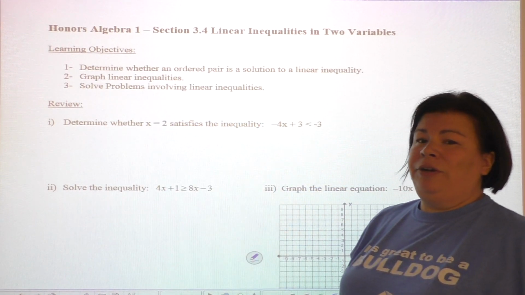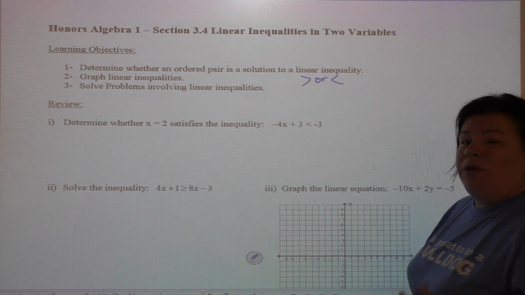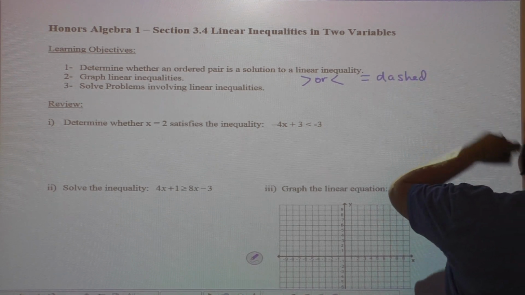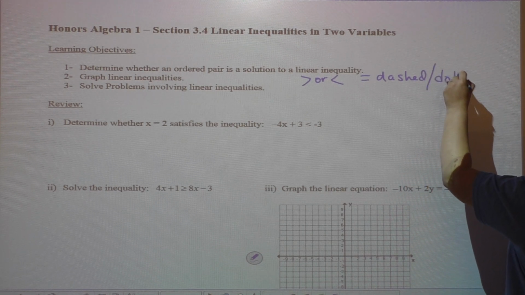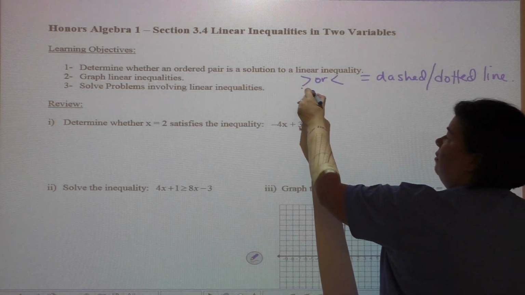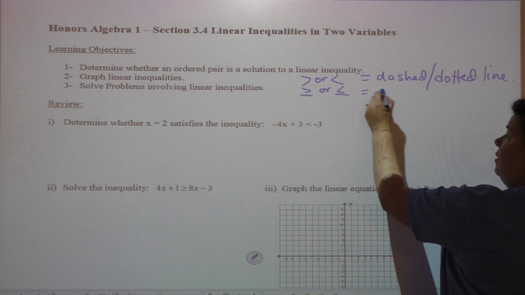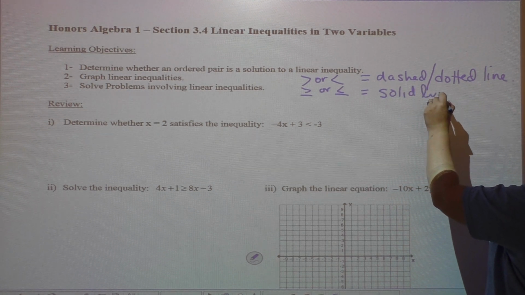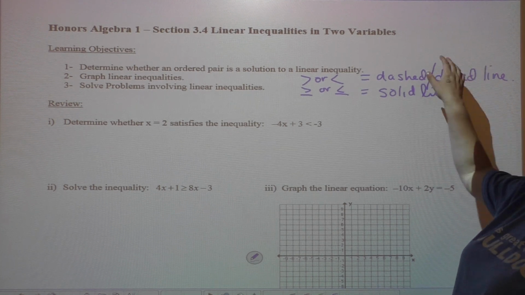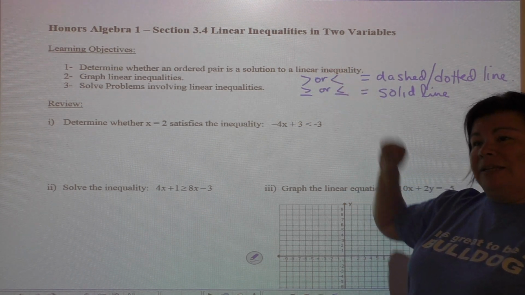Reminding you, when we're graphing linear inequalities, if we have a greater than or a less than symbol, when graphing, that's going to equal a dashed or a dotted line, depending on which type of line they give you. If we have a greater than or equal to symbol, or a less than or equal to symbol, then that's going to be a solid line, which means our solution is included in that solid line. Our dashed and dotted line, that actual line, is not part of the solution. It's either everything greater than the line or everything less than the line.